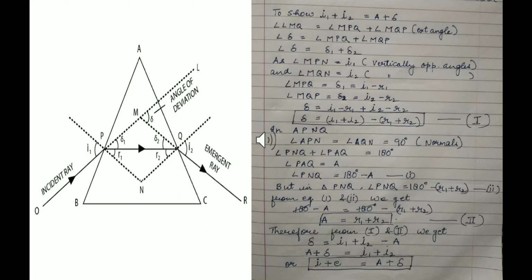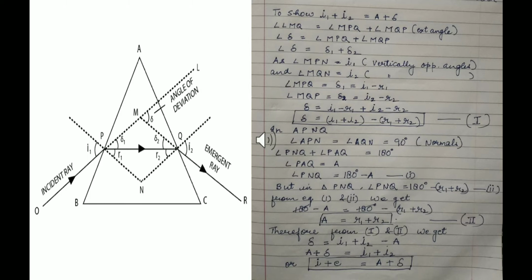As angle MPN is I1. You can see MPN is I1 because it will be a vertically opposite angle. I1 is the angle of incidence on this side, and this side has the vertically opposite angle because the same rays have been traced back. So I1 is equal to delta 1 plus R1 from here. Can we say that? Yes, because of vertically opposite angles. So delta 1 will be I1 minus R1. We can write that. And similarly, we can also write that I2 is equal to delta 2 plus R2, or we can also say that delta 2 is equal to I2 minus R2.